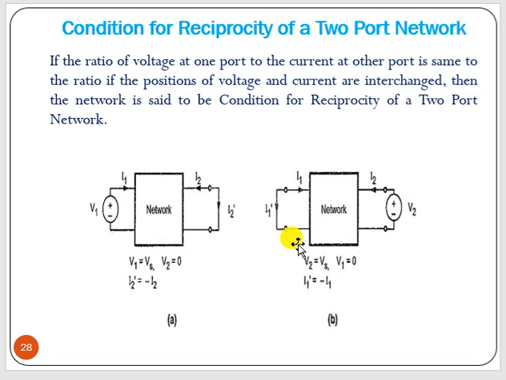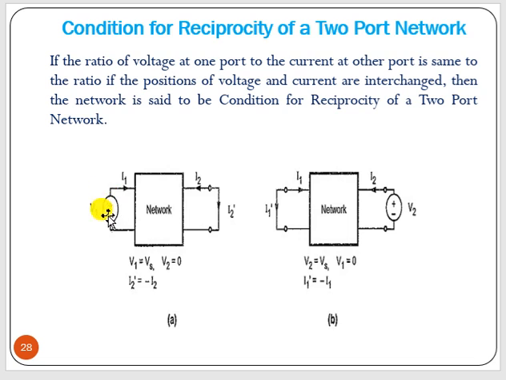Now let us check one condition, that is the condition for reciprocity of a two-port network. Already we have studied the reciprocity theorem. That means if the ratio of voltage at one port to the current at the other port is the same as the ratio when the positions of the voltage and current source are interchanged, then the network is said to satisfy the condition for reciprocity of a two-port network.